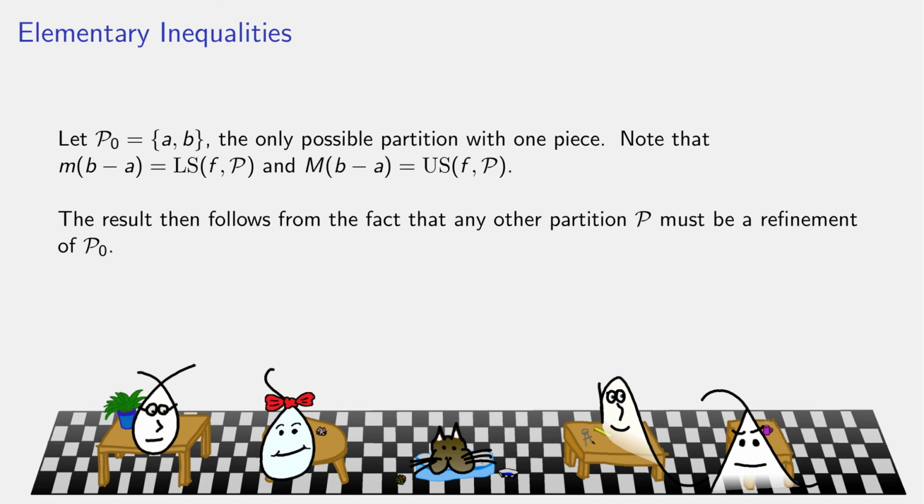Now, any partition that you could construct has to contain a and b in it. Remember, it's part of our definition of a partition. You have to contain the left endpoint and you have to contain the right endpoint. So any partition at all that we could construct will definitely be a refinement of this really silly partition that only has the left and right endpoints. And if I'm a refinement, my upper sum can only go down and my lower sum can only go up, and that's exactly what we were trying to show.